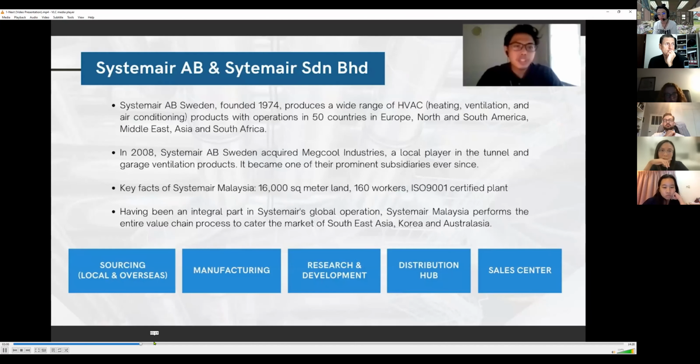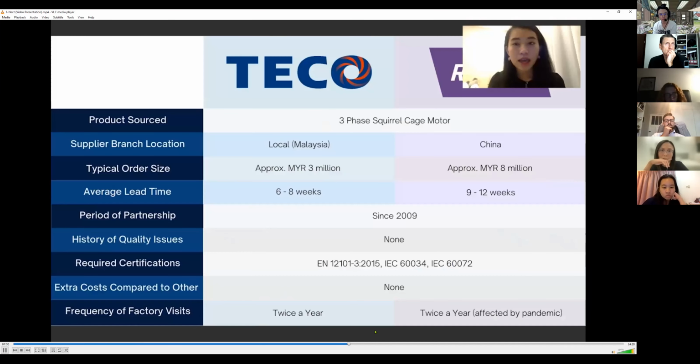As you can see from this table, both companies supply the same product to Systemair Malaysia, which are three-phase squirrel cage motors, but Teko's factory is located locally in Malaysia, whereas Regal Beloit's factory is located overseas in China. After comparing the two companies, we found that the only differences between them were the order size and lead times, which is in line with what Emma was discussing earlier in the previous table, where the order quantity and delivery time for the overseas supplier is usually more than the local one, as longer lead time means that larger orders have to be placed so that the company does not run out of stock too quickly as the delivery time takes longer.